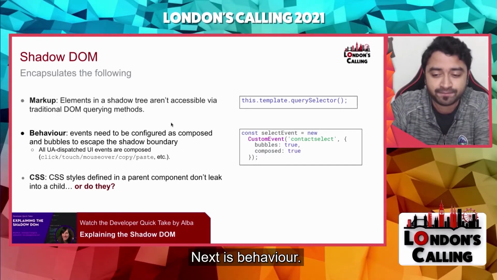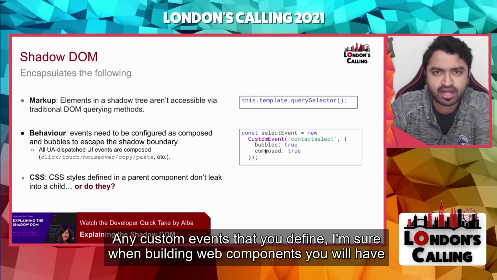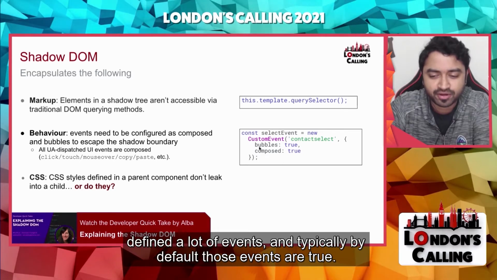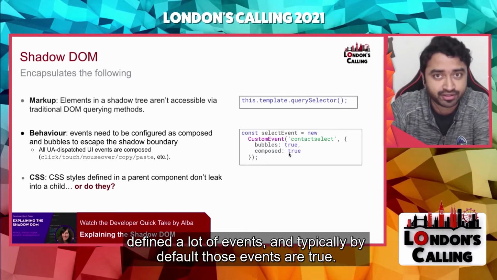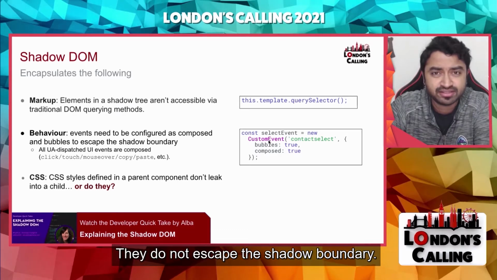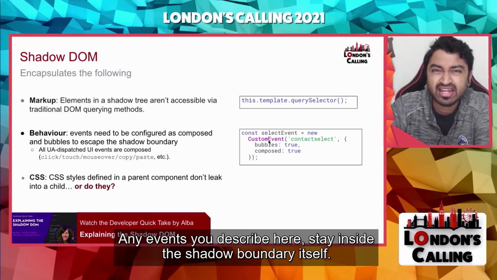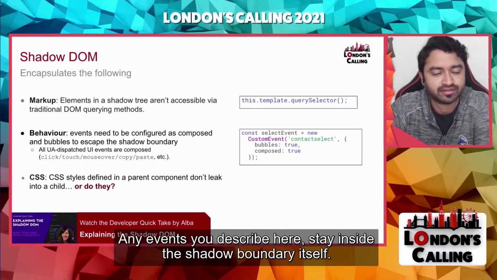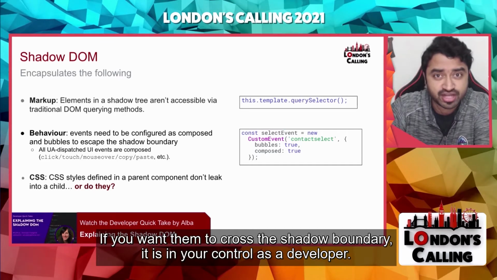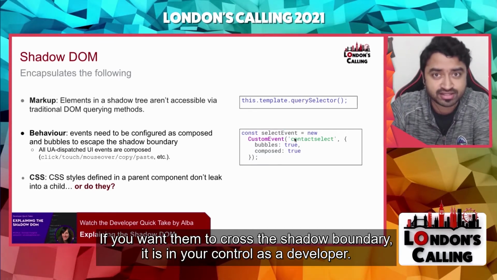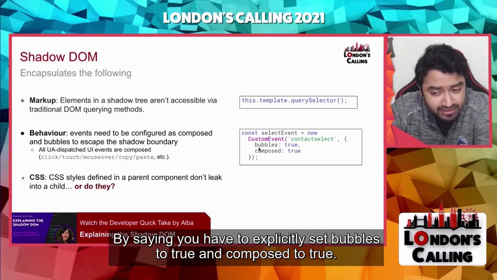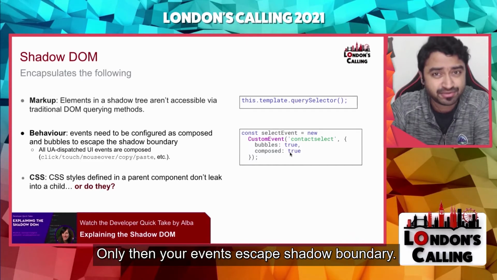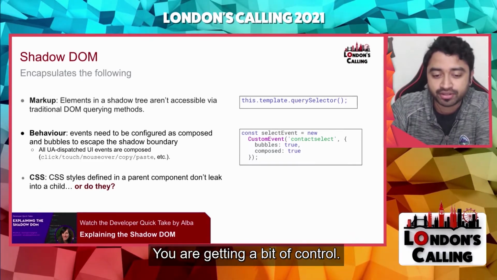Next is behavior. Any custom events that you define, I'm sure when building web components, you would have defined a lot of custom events. And typically by default, bubbles is false and composed is false. Now, all those events do not escape the shadow boundary. So any events that you create inside your component or its hierarchy stay inside the shadow boundary itself. But if you want them to cross the shadow boundary, it is in your control as a developer by explicitly setting bubbles to true and composed to true. Only then do your events escape the shadow boundary. So you're getting a bit of control.